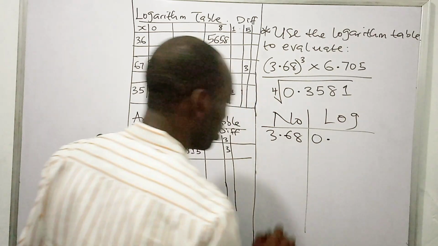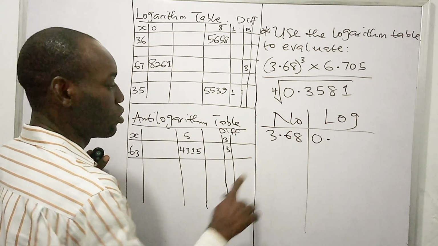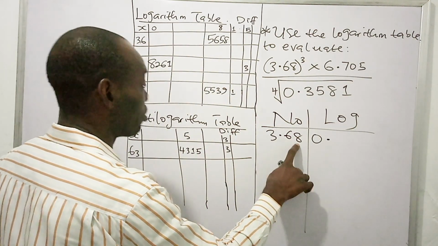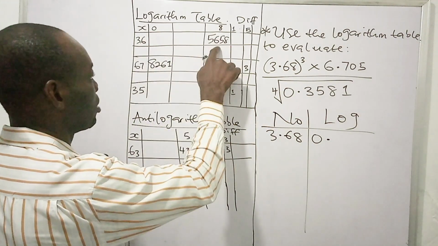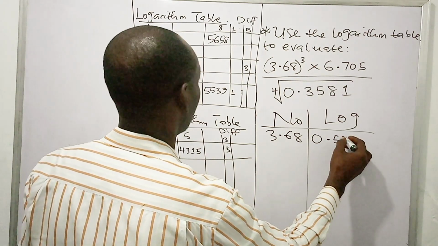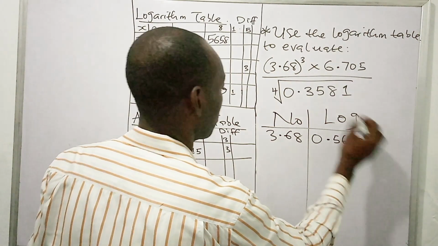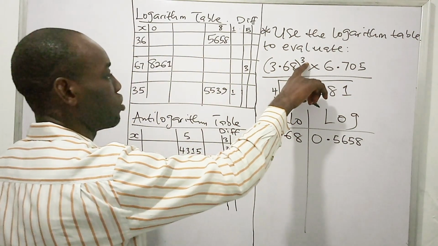Place your decimal point. Then you go over to your 4-figure table. You check for 36 under 8. A little chart I have here now. Check for 36 under 8. You'll see 5658. Now, you have a power here raised to power 3.